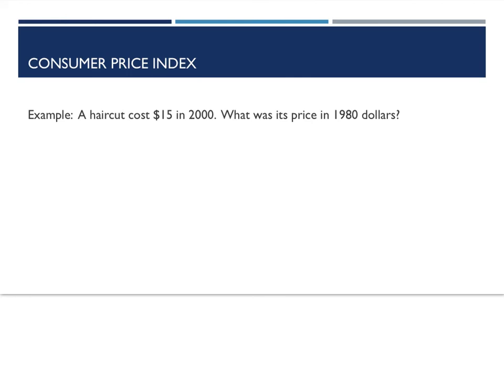What about a haircut? It's money, so it goes on the end. If a haircut costs $15 in the year 2000, the consumer price index for the year 2000 needs to go on the bottom. Remember, this is always linked to the bottom. So the consumer price index for 2000 is 172.2. How much would it have cost back in 1980 is the question. I look in the chart. In 1980, the consumer price index was 82.4.